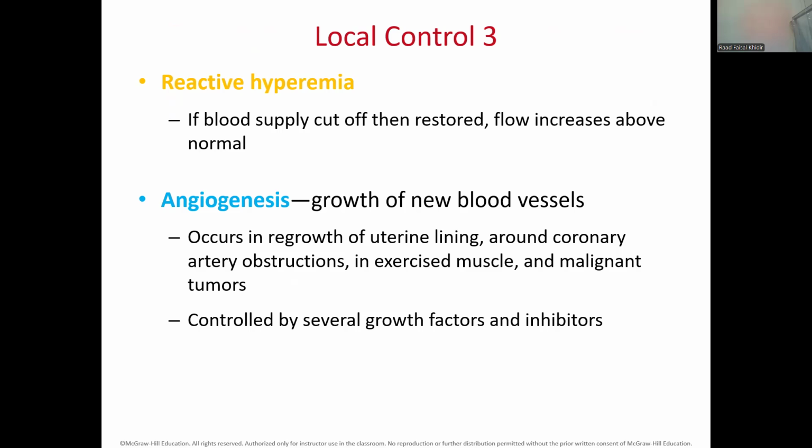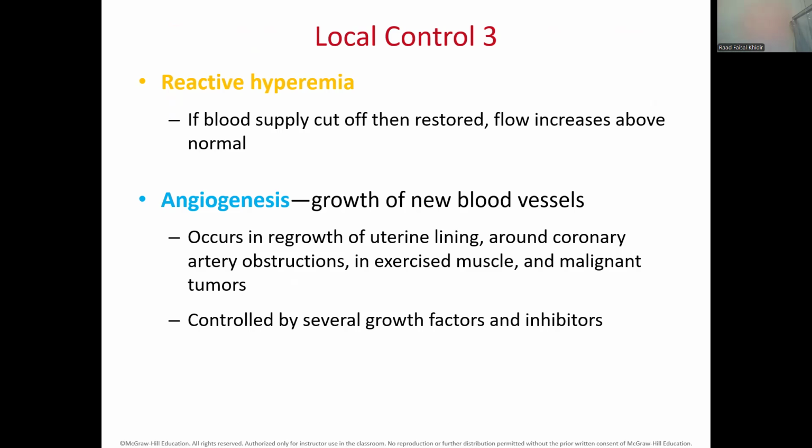So blood is going to be rerouted away. But when you go back into a home where it's really warm, blood is going to flow back to your cheeks, and it's going to flow back harder. That's going to be really, really red. That's reactive hyperemia.